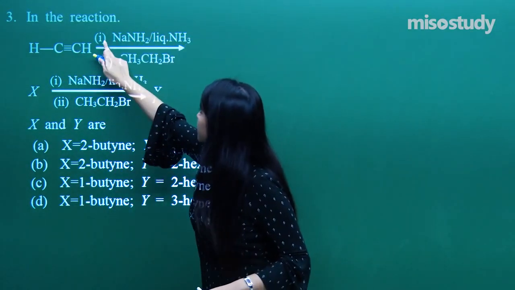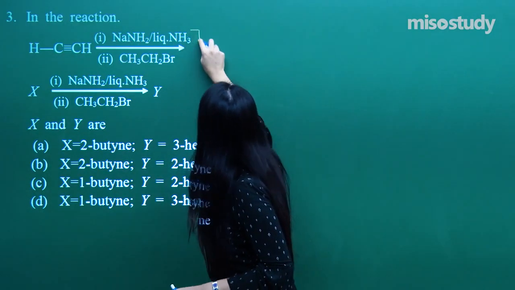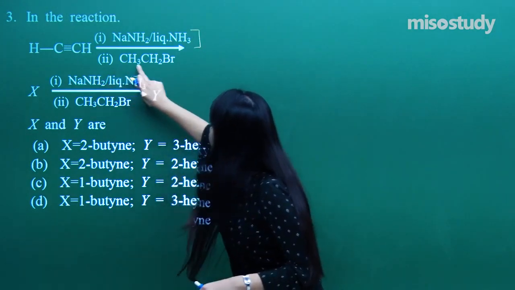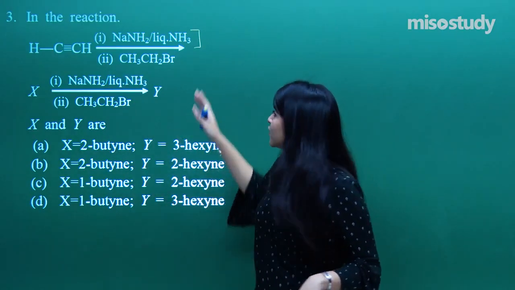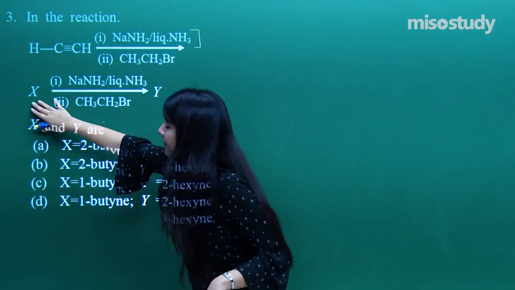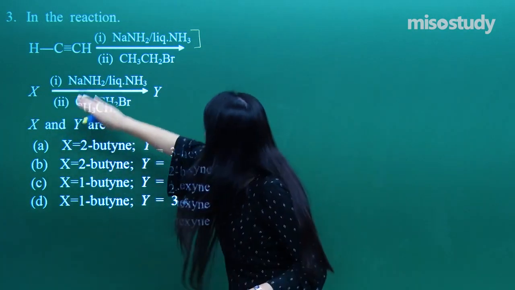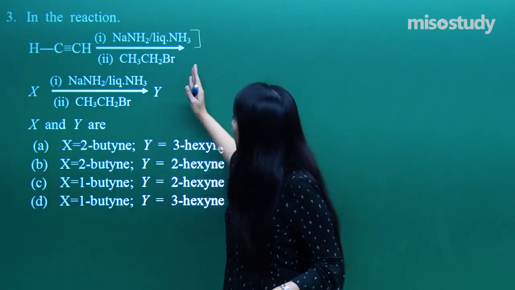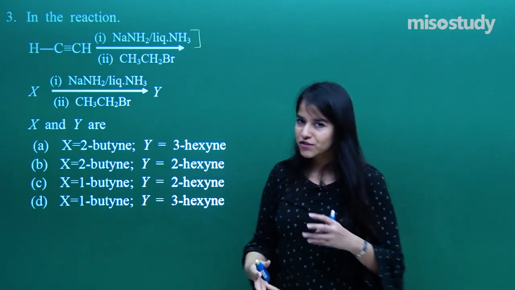Acetylene is first reacted with this kind of a reagent, so you need to recall what reagent this is. The second step is reacting it with the alkyl halide, so you need to obtain something. That something is X, as mentioned. This X is again reacted with the similar reagent and we obtain Y. You need to find out the values of X as well as Y. So let us try to perform the reaction.